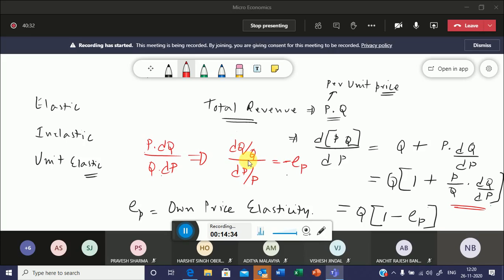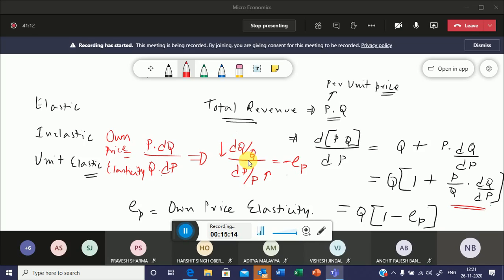Now why is this negative? Because with respect to own price, this is my own price elasticity. Why this negative sign? Because if my price increases, my quantity demanded is going to fall, and therefore the nature of the relationship is negative. If instead of price I would have taken income, then this would have been positive. But for the time being, please understand that I can rewrite this equation.